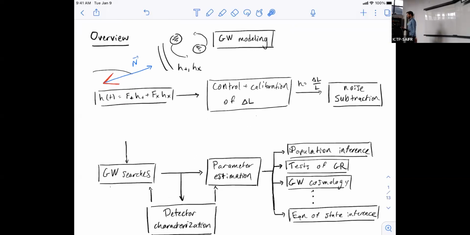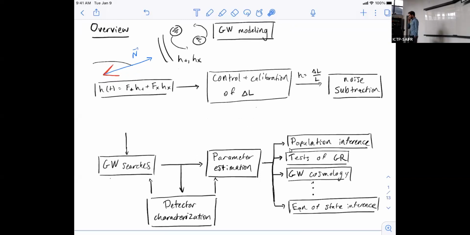So a quick overview, broad brush picture. Maria already discussed aspects of this picture before, but I'll just return to it now to ground us in the workflow of data analysis.